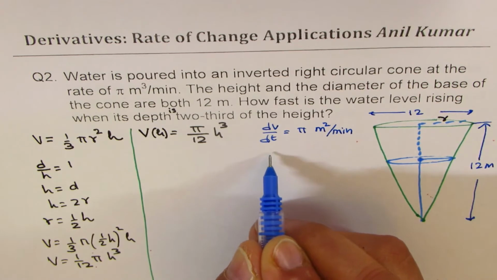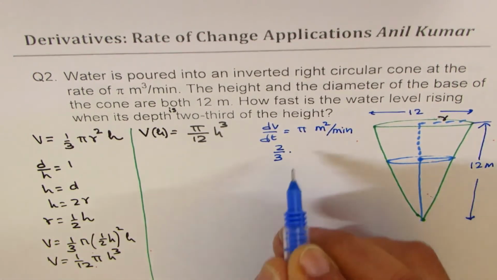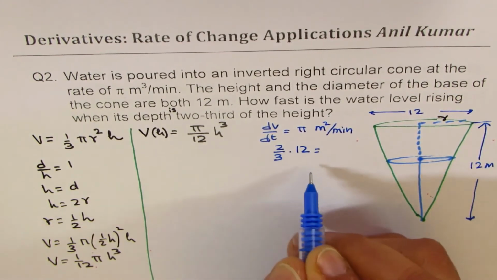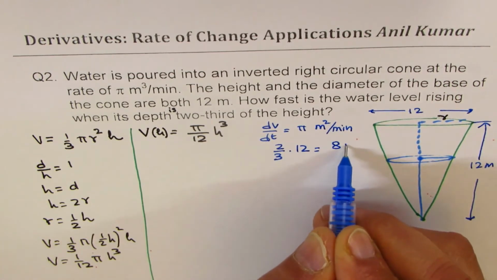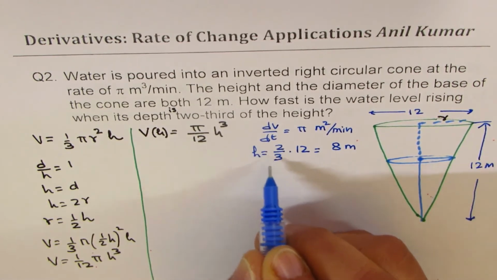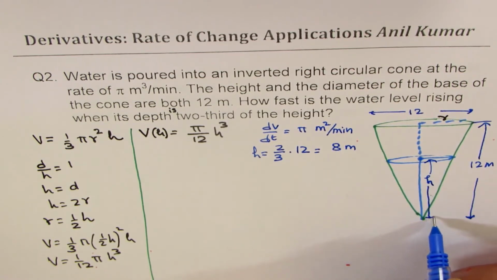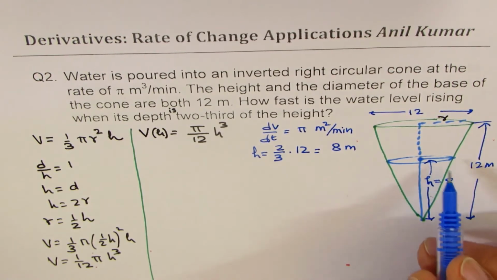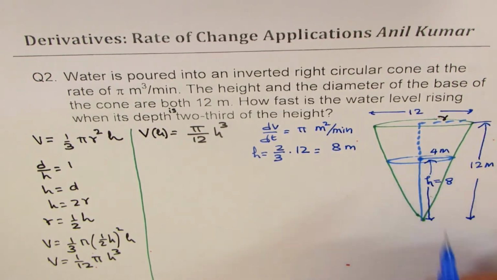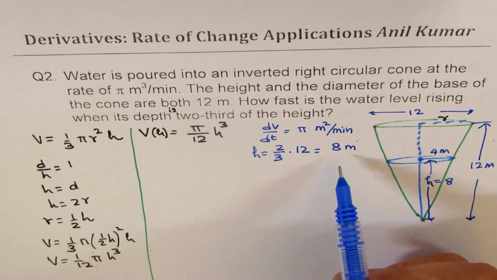So the depth, that means, is 2/3 of height. That means 2/3 of the height of 12. That is what it means, right? So 2/3 of height will be 24 divided by 3, which is 8 meters. So we are looking for a height of 8 meters for the water level. So when height equals 8 meters, the radius will be 4 meters, correct? It is half. That's the ratio. Right. So that is the situation.